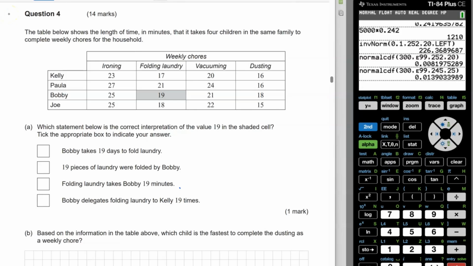So for question 4, we're looking at a Hungarian algorithm question where we have some siblings in the same family doing weekly chores, and these chores are taking them a certain amount of minutes in this case. Part A is for us to interpret that 19 that's shaded in the table. It is under Bobby, under folding laundry, and our units are in minutes, so we should be ticking box 3.